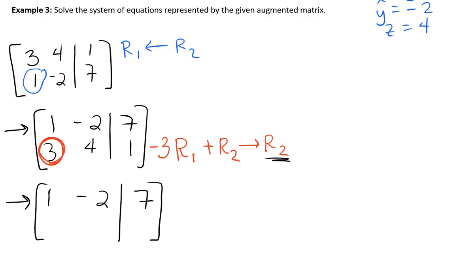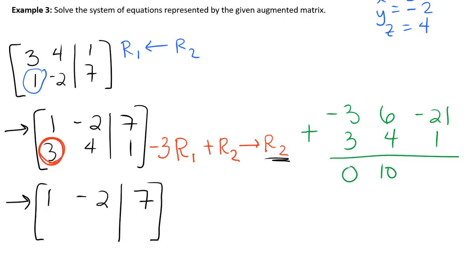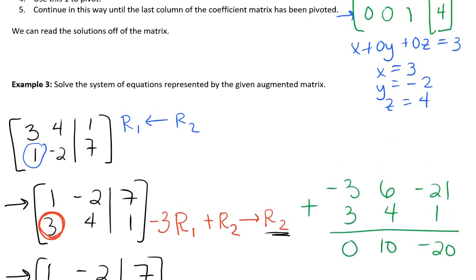Row 2, however, is going to change. So I'm just going to show the scratch work here so we can get more practice. If I take -3 times row 1, that gives me a -3, a +6, and a -21. I'm going to add that to row 2, which is +3, +4, and +1. This gives us a 0, a 10, and a -20. So my row 2 is now 0, 10, and -20. Okay. So we have successfully pivoted on the first column.